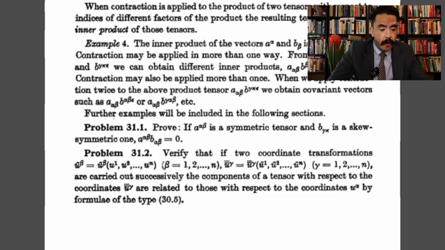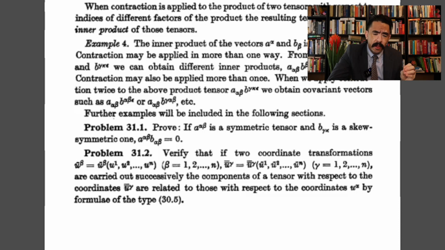Problem 31.2. Verify that if two coordinate transformations, u over bar beta equal to the function u over bar beta with entries u1, u2, etc. through un, where beta can be 1 through n, and u double over bar gamma, which is equal to the function u double over bar gamma in terms of u over bar 1, u over bar 2, etc. through u over bar n, where gamma can be 1 through n, are carried out successively, then the components of a tensor with respect to the coordinates u double over bar gamma are related to those with respect to the coordinates u alpha by formulae of the type of the transformation law for mixed tensors.